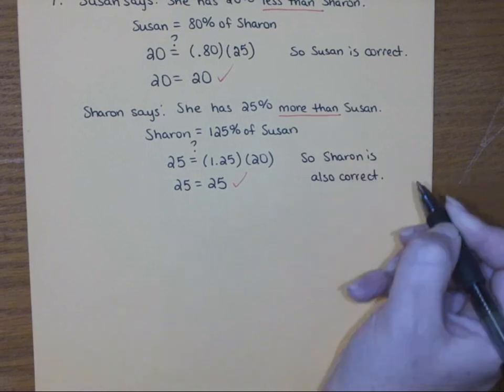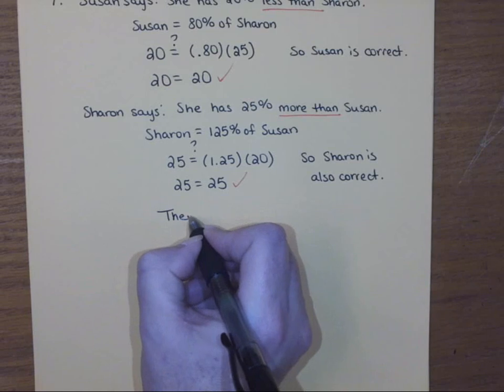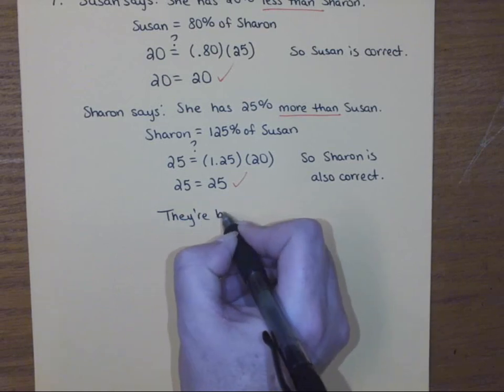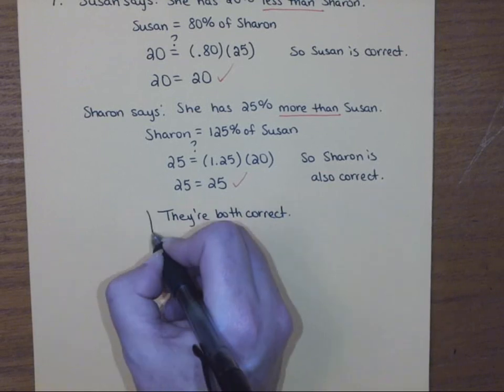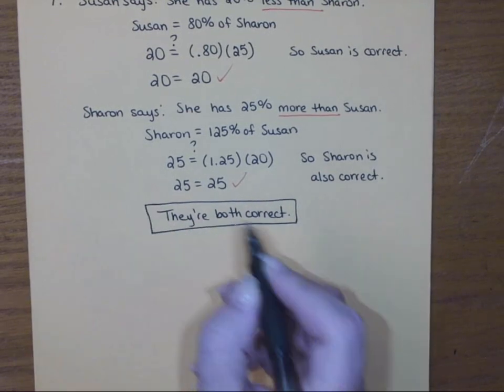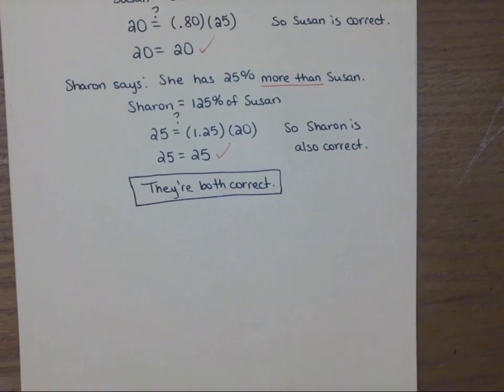So make sure you follow a problem all the way through, because the correct best answer is that they're actually both correct. Which seems weird, right, since they're saying different percentages, but the difference is that they're saying percentages of different values. One of them is saying a percentage of the larger number, and the other one is saying a percentage of the smaller number.